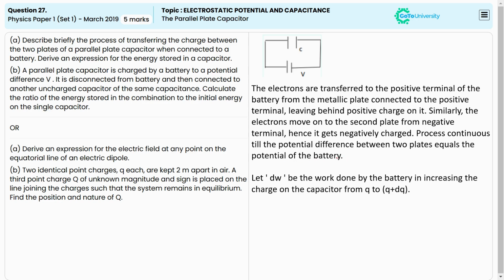Let dW be the work done by the battery in increasing the charge of the capacitor from Q to Q plus dQ. Then we can write dW is equal to V dQ, where V is equal to Q by C. Therefore, we can write dW is equal to Q by C times dQ.